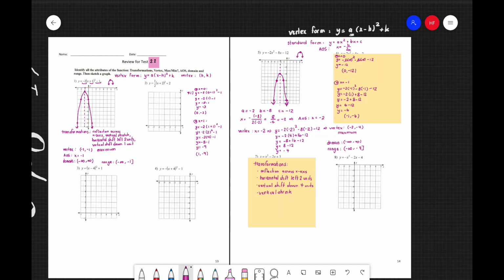So for your review, you do have to do the other 6 problems. If you have any questions, you can always reach out to your teachers, and we are more than happy to help you.